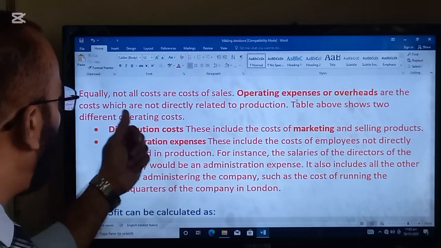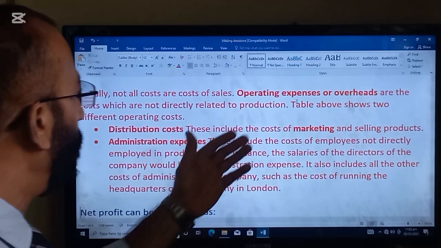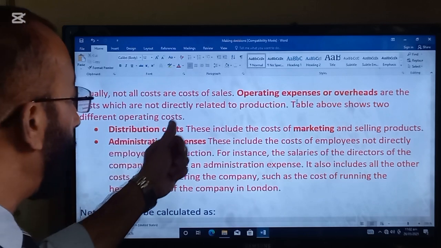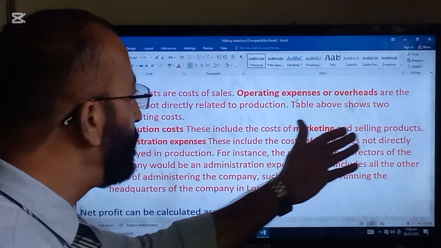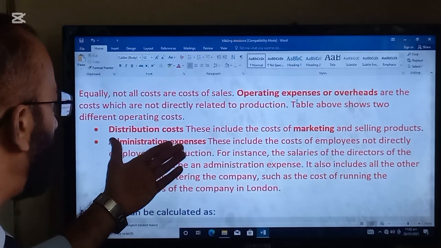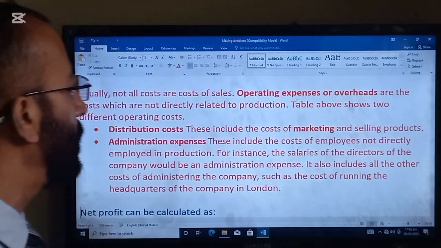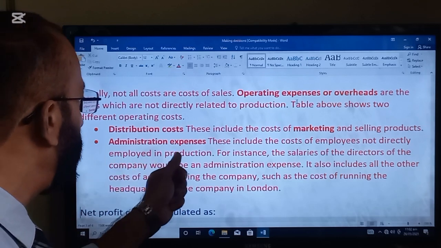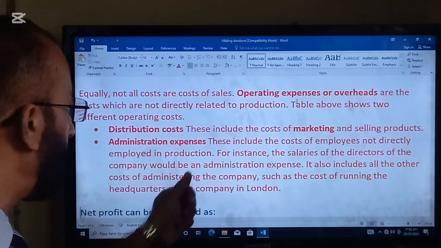Equally, not all costs are the cost of sales. Operating expenses or overheads are the costs which are not directly related to production. The table above shows two different operating costs. Number one is distribution cost. These include the cost of marketing and selling products. And second is administration cost. These include the cost of employees not directly employed in production.